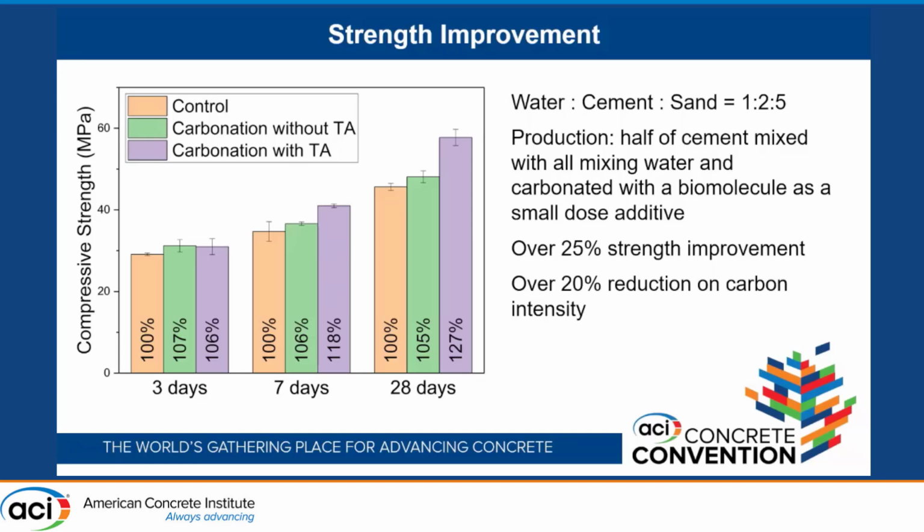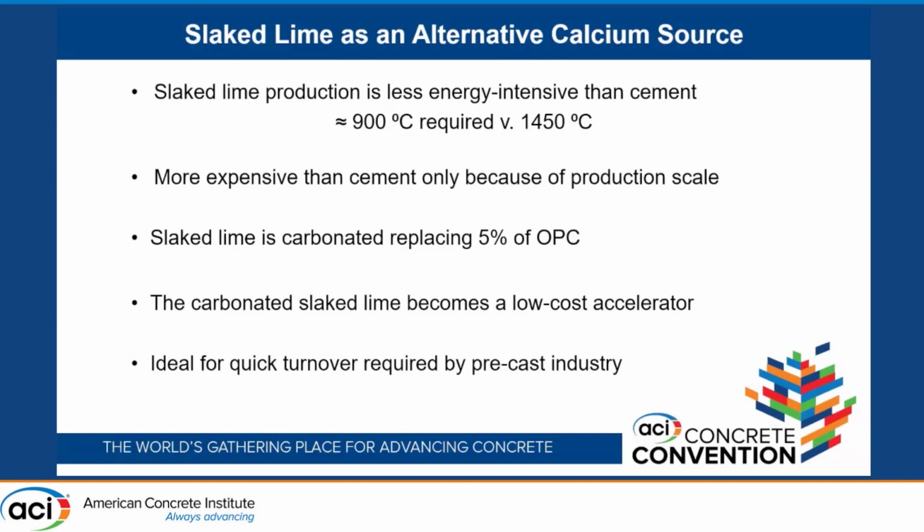Now, I did mention before that we use a couple different calcium-rich materials. This graph just shows using regular cement, but we also like to use slaked lime in our processes. We use this for a couple different reasons. It's less energy intensive than cement, it's a low-cost accelerator, and it's ideal for the quick turnover rates that the precast industry needs. It's more expensive than cement at the time, but only because of the relative production rates of both materials. We take 5% of the cement and replace it with lime, and then we use all of that lime in our slurry and carbonate it.